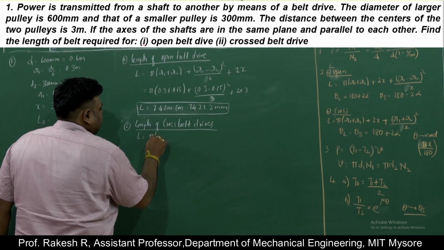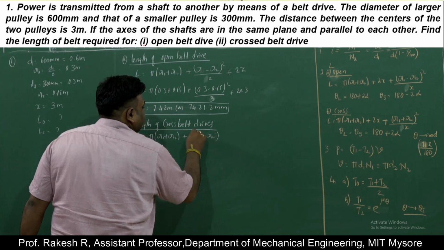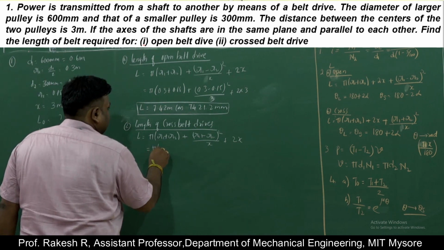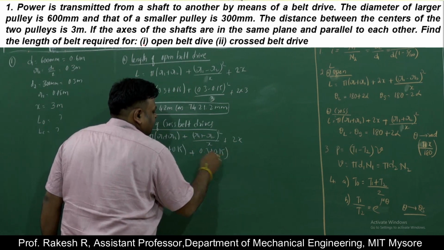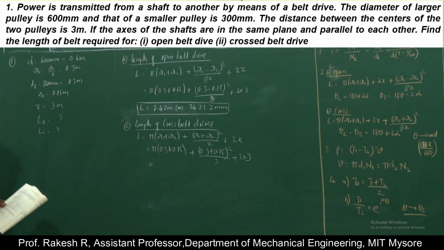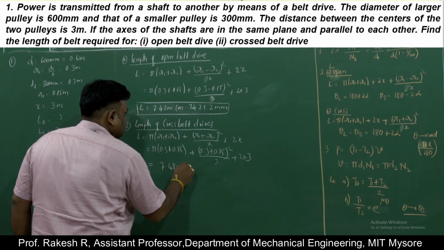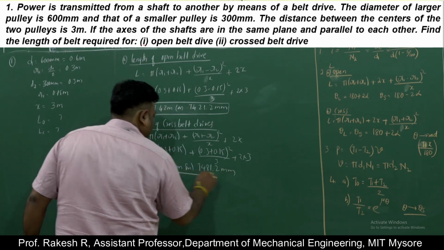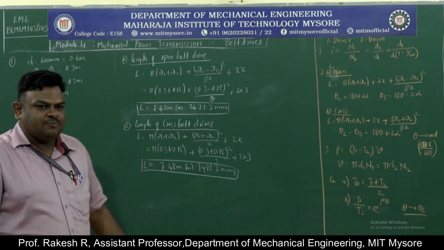L is equal to pi into (R1 plus R2) plus (R1 minus R2) whole square by x plus 2x. If you substitute the values, pi into (0.3 plus 0.15) plus (0.3 plus 0.15) whole square by 3 plus 2 into 3. If you calculate this, you will be getting around 7.48 meters or 7481.2 mm. So there is not much difference in open belt drive and cross belt drive.